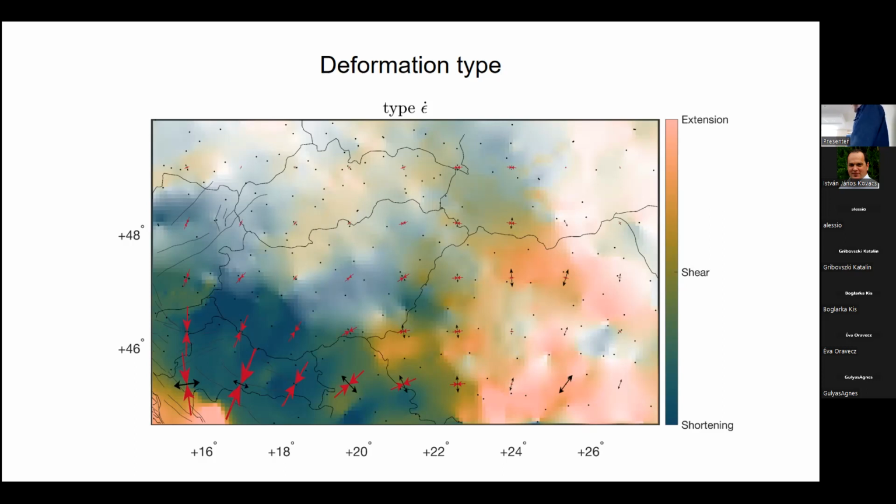And we have regional extension in the Carpathian region. The main extension direction is northeast-southwest.